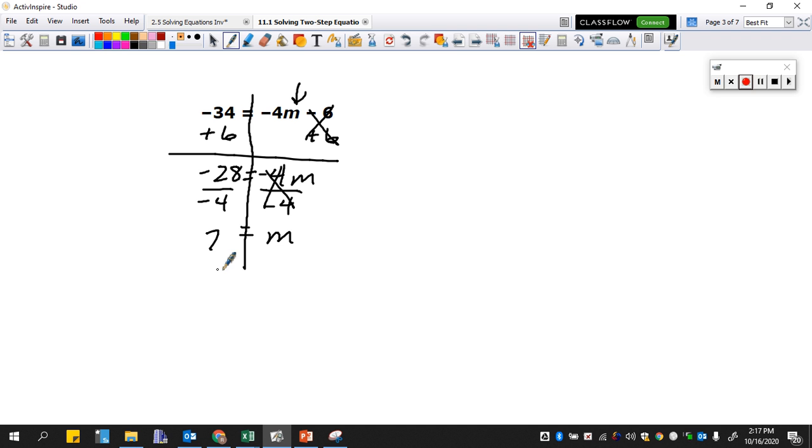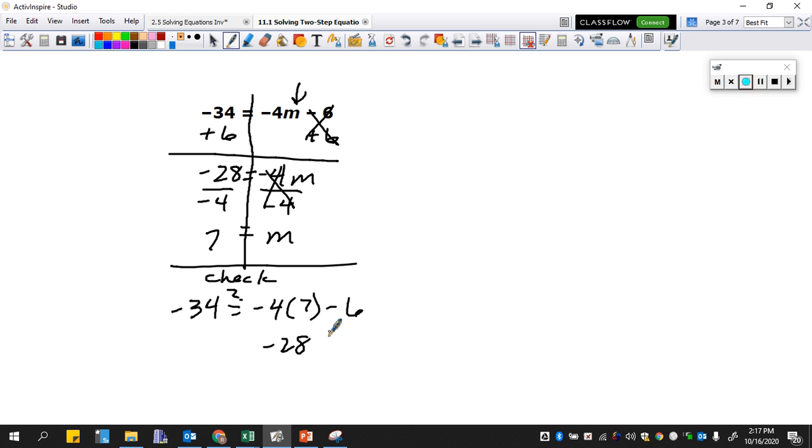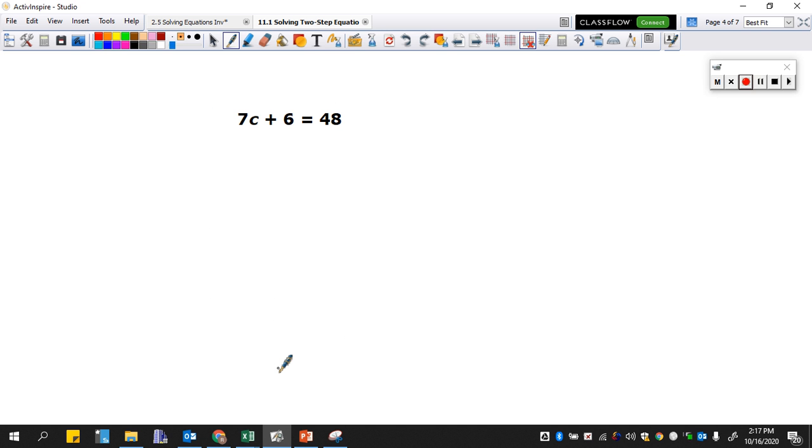Well, let's plug it in and check it. So we're saying, is negative 34 equal to negative 4 times 7 minus 6? Well, negative 4 times 7 is negative 28. Negative 28 minus 6 is negative 34. So that checks out. All right. Another problem.